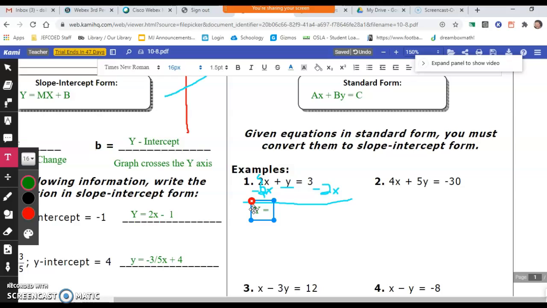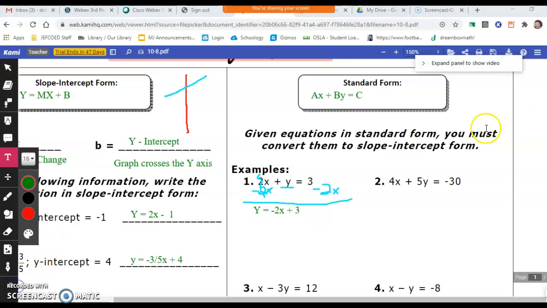y equals. Now we want this in slope-intercept form, so my slope is going to come first. My slope goes with the x value or that term. So that's going to be a negative 2x. Negative 2x. And then the 3, that's a positive 3, so that will be plus 3. So we took it out of standard form and converted it to slope-intercept form.